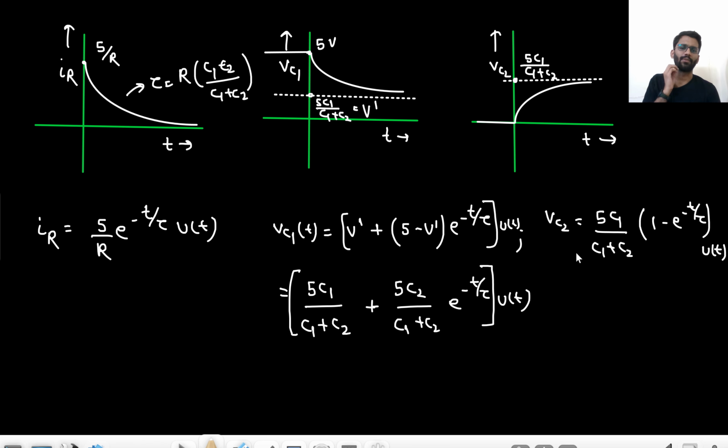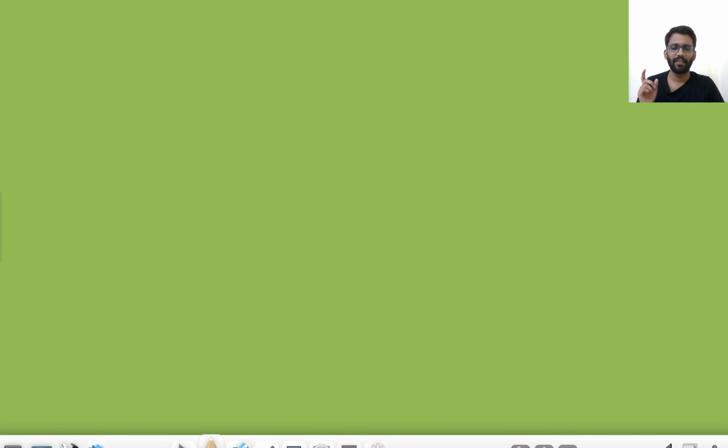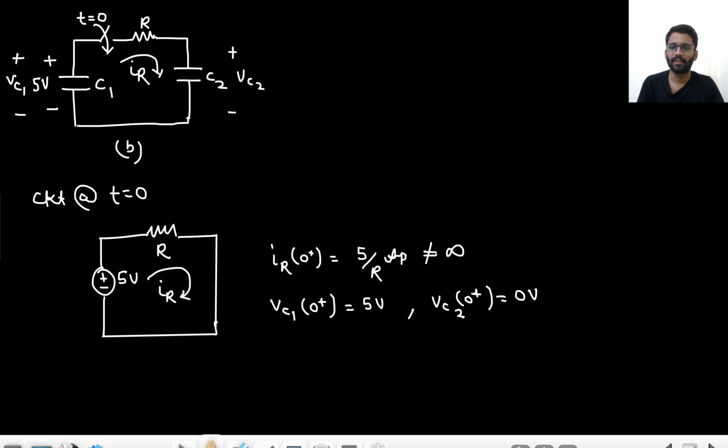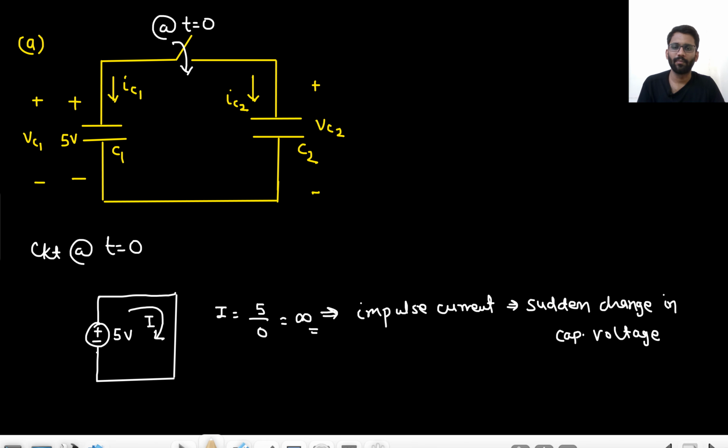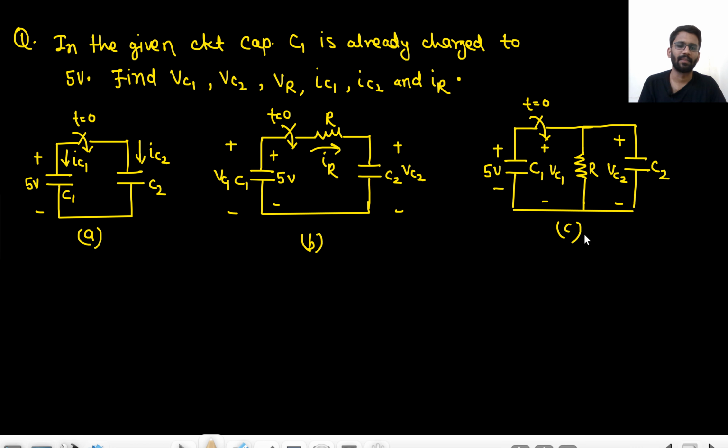Okay, and this is also to complete it. Okay, so these are the waveforms. Now we will take the final example, that is our third circuit, where both of the responses will come, that is this example. Okay, 5 volt, RC2.